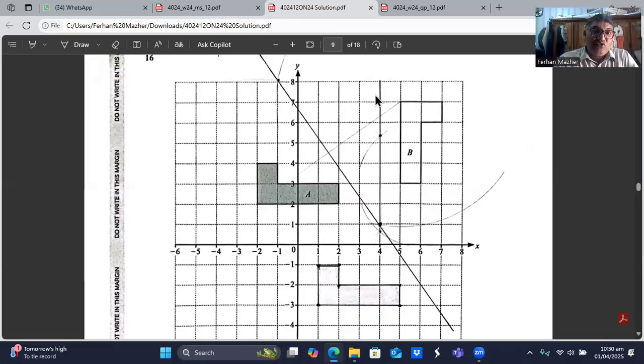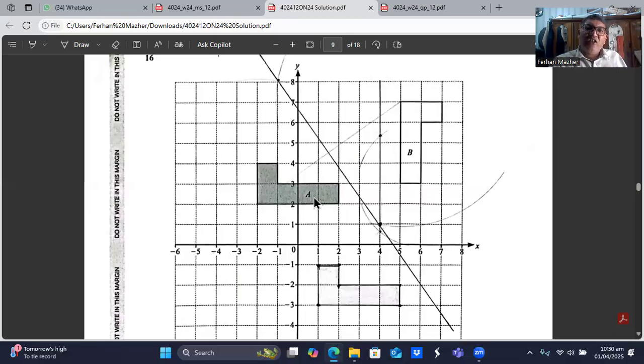So where these two perpendicular bisectors intersect each other, that is the center of the rotation. So this is the center of rotation where the two perpendicular bisectors which we have drawn intersected with each other. So that is your center of rotation, 4, 1.